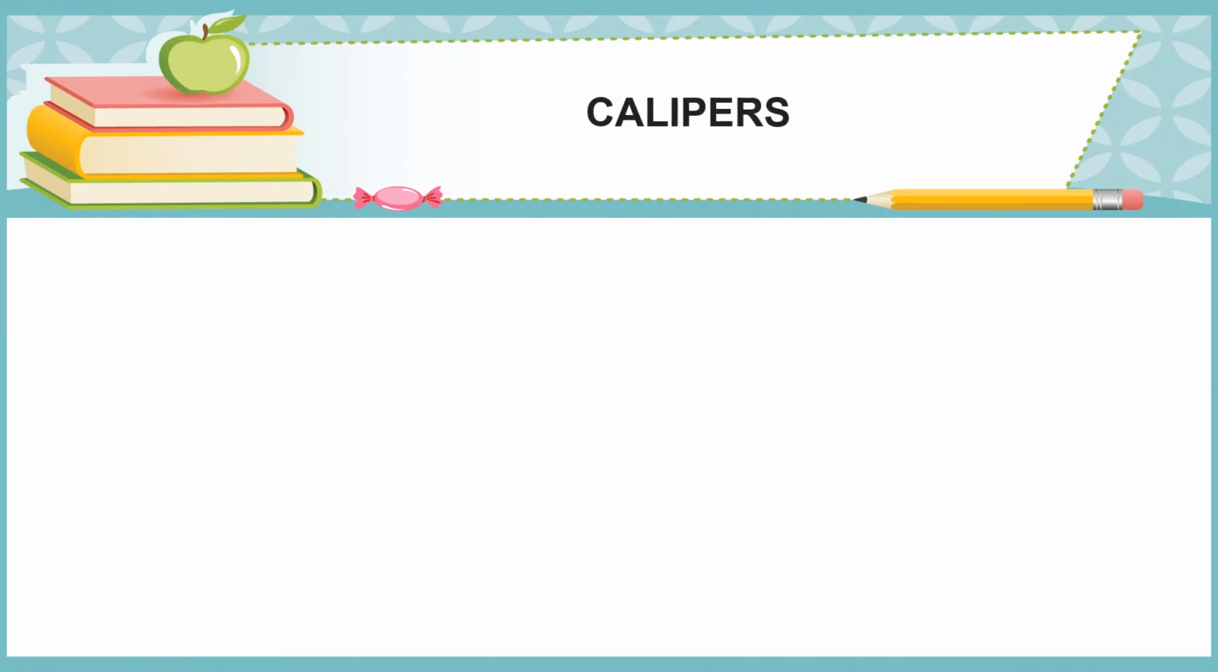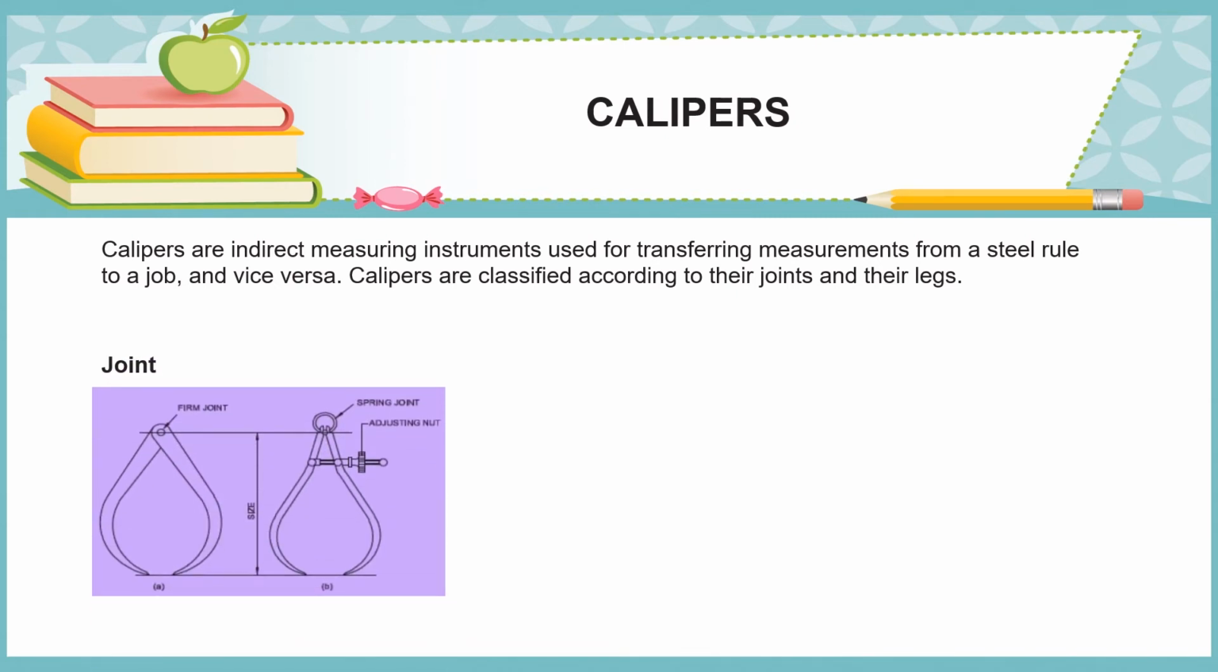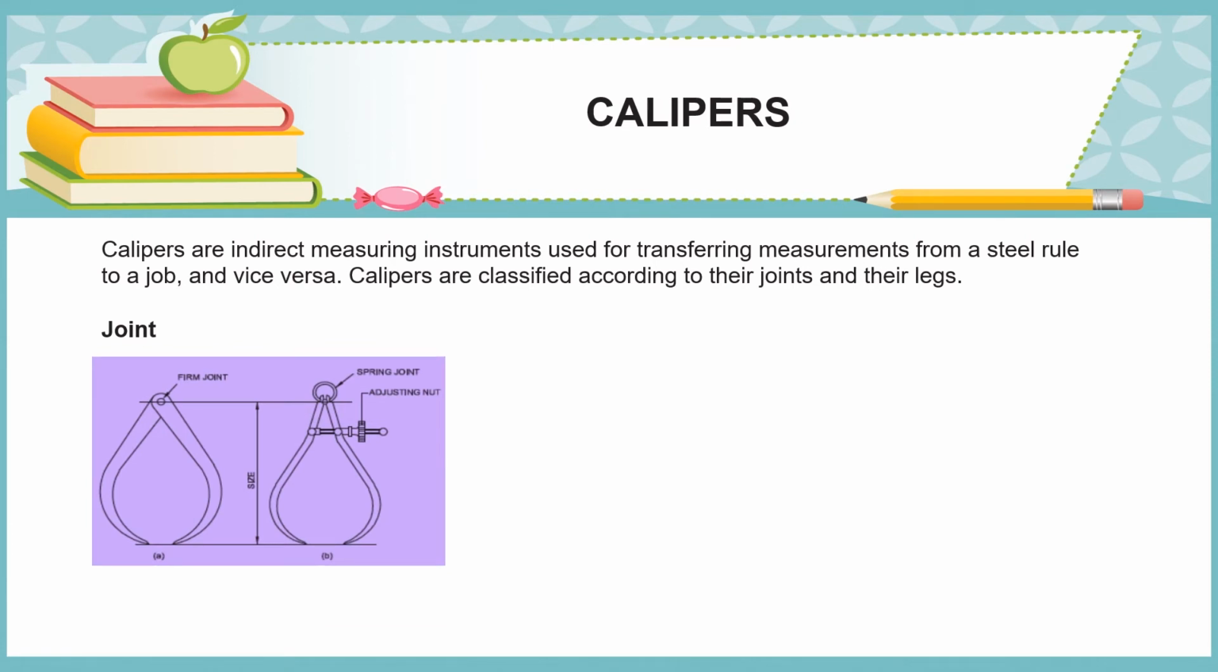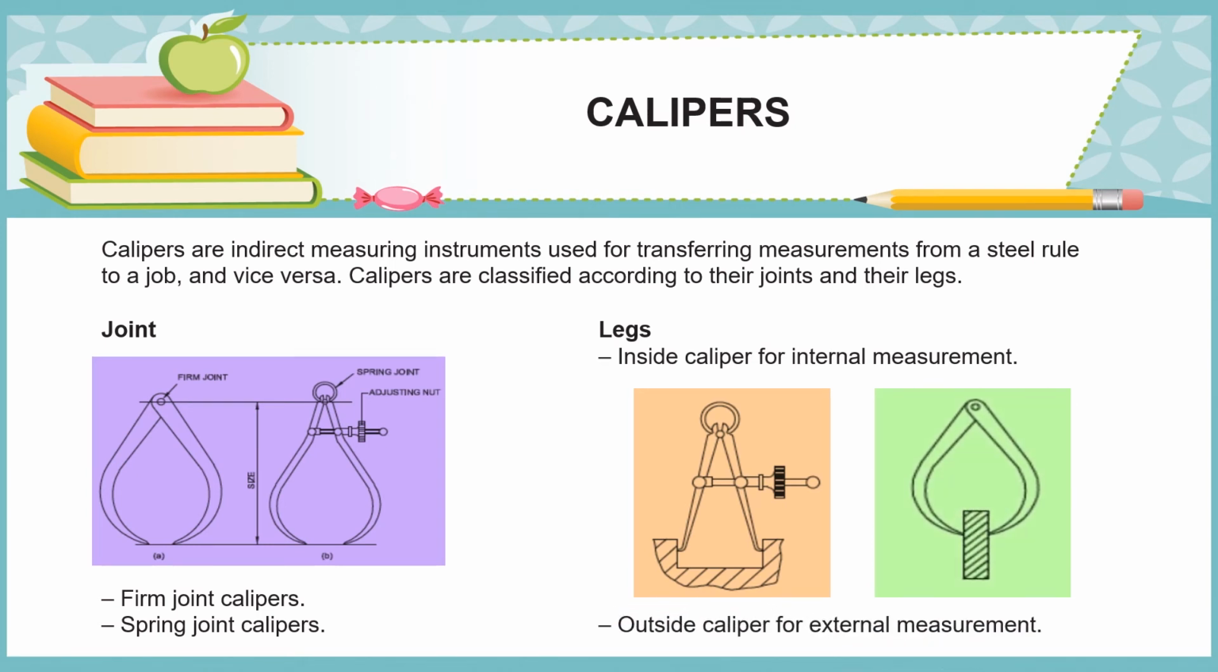Calipers. Calipers are indirect measuring instruments used for transferring measurements from a steel rule to a job and vice versa. Calipers are classified according to their joints and their legs. There are two types of joints in a caliper: firm joint caliper, spring joint calipers. Legs: inside caliper for internal measurement, outside caliper for external measurements.